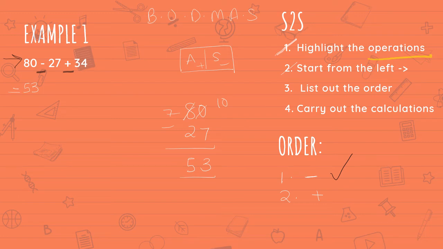Next, we're going to plus. So let's bring plus 34 down. So we have 53 plus 34. So 3 plus 4 is 7. 5 plus 3 is 8. So the answer is 87. And we have done the plus. As simple as that. So the answer is 87.